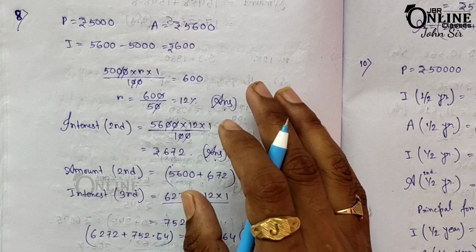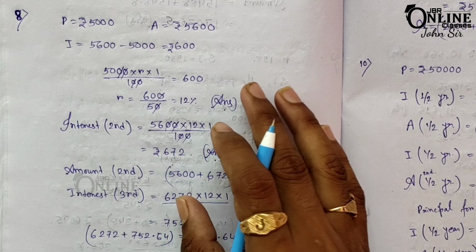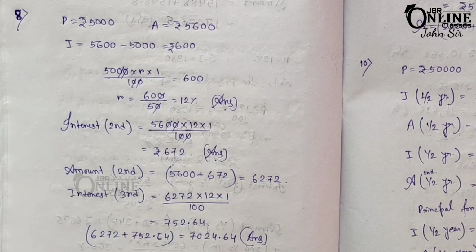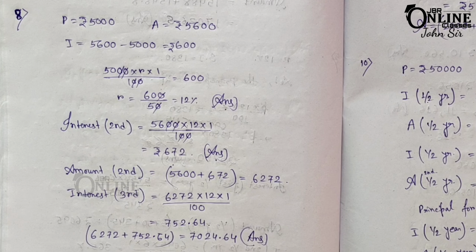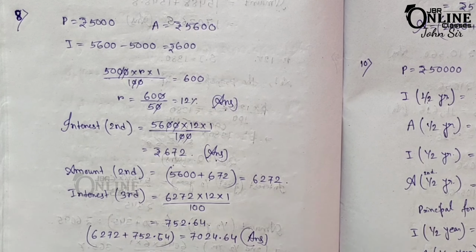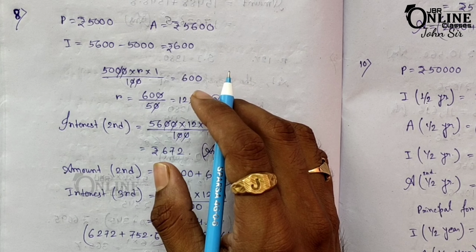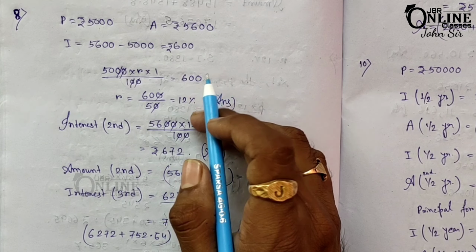Now sum number 7 is the same as sum number 6. So I hope you can solve it. So here sum number 8. A man invests rupees 5,000 for 3 years at a certain rate of interest compounded annually. At the end of 1 year, it amounts to 5600.